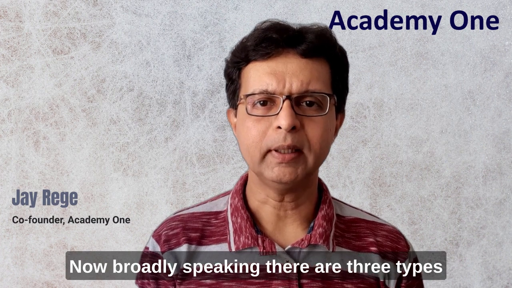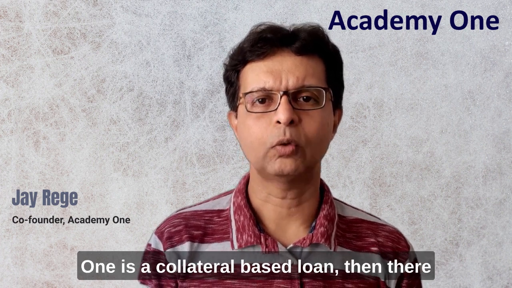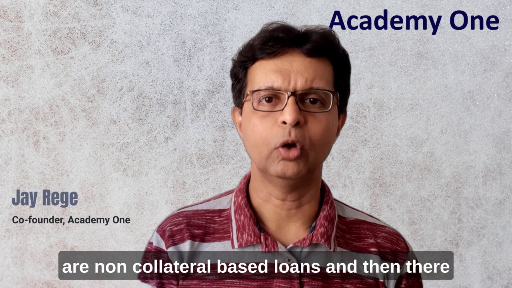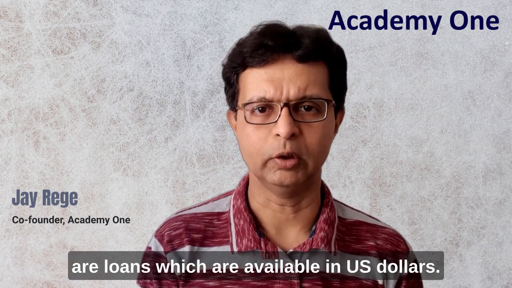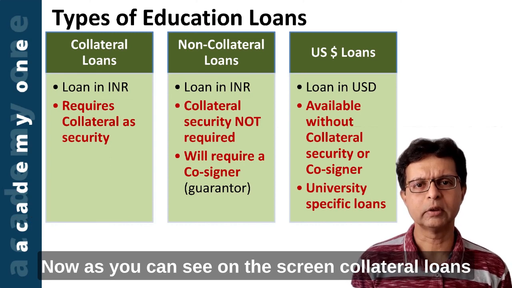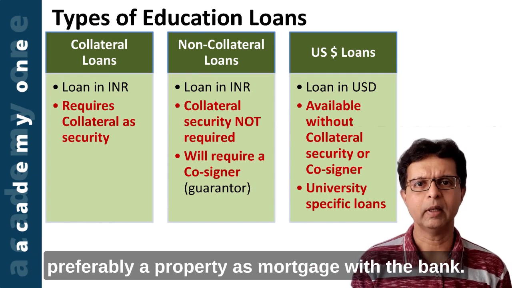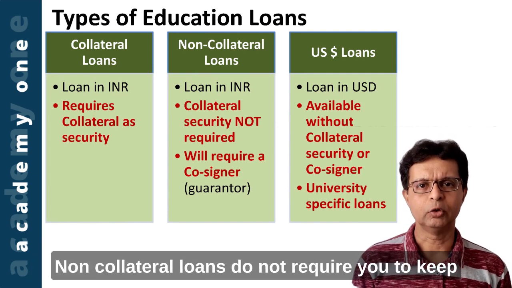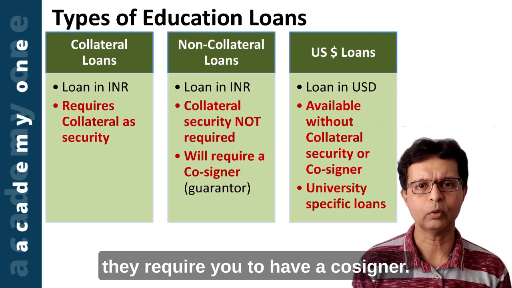Now, broadly speaking, there are three types of education loans that are available. One is the collateral based loan, then there are non collateral based loans, and then there are loans which are available in US dollars. Now, as you can see on the screen, collateral loans require you to keep some kind of collateral, which is preferably a property, as mortgage with the bank. Non collateral loans do not require you to keep any kind of collateral with the bank, but then they require you to have a cosigner.